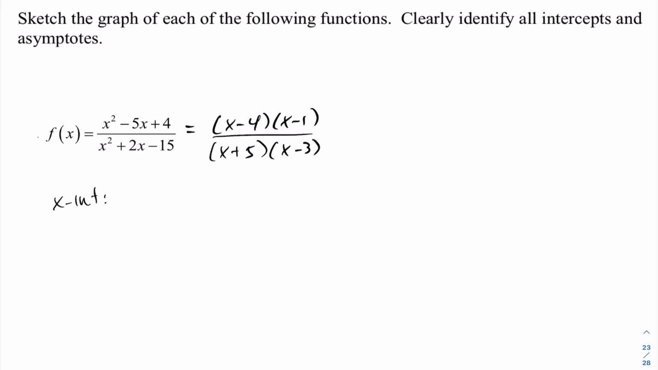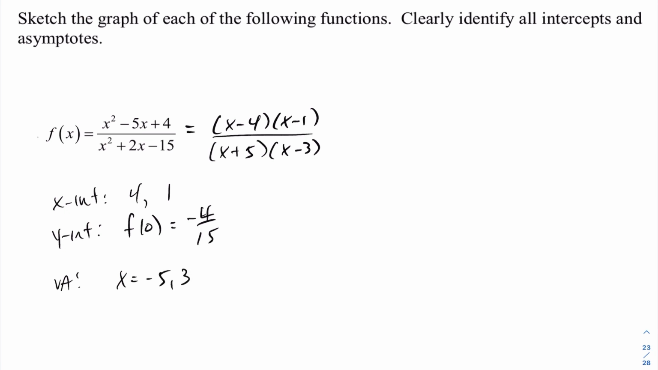Going ahead and finding our x-intercepts, I get x-intercepts at 4 and 1. Your y-intercept happens when you evaluate the actual function at 0, in which case we get negative 4 over 15. Vertical asymptotes exist when the bottom is 0. We're going to have 2 of them at negative 5 and 3.